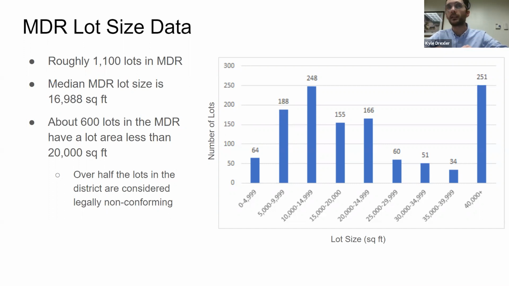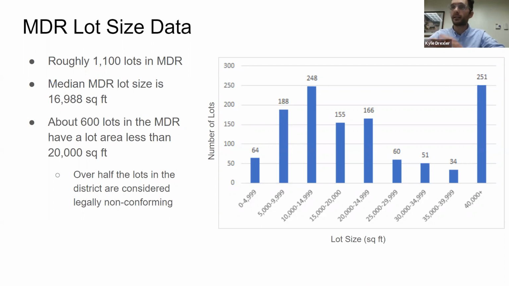So that means about 600 lots right now in the MDR district have a lot area less than our minimum requirement, which makes them all legally non-conforming, which basically means you wouldn't be able to create those lots today, but because they were in existence before that standard went into place, they're allowed to continue to exist. If you look at the graph on the right side, you can see that there are a lot of lots under that 20,000 square foot mark.